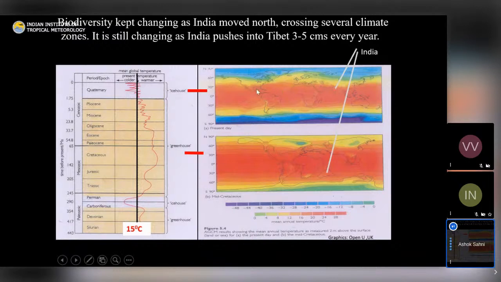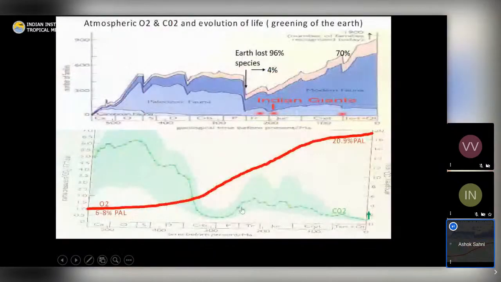And the other thing we have to understand, that India is still pushing into Tibet something like 3 to 5 centimeters every year. Again, it's nothing like Madagascar and very dissimilar to Australia. So life, biodiversity, has been changing throughout time. I'll just give you an example to show you that sometimes biodiversity has affected atmospheric gases and sometimes atmospheric gases have affected biodiversity.